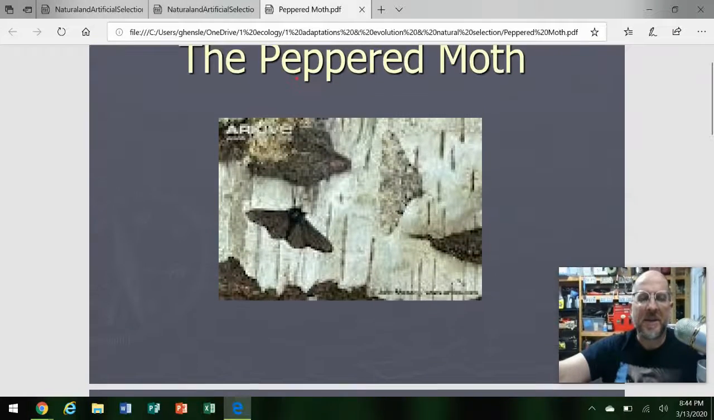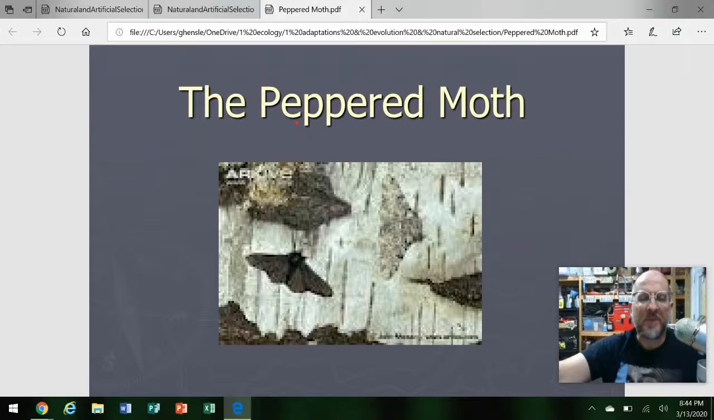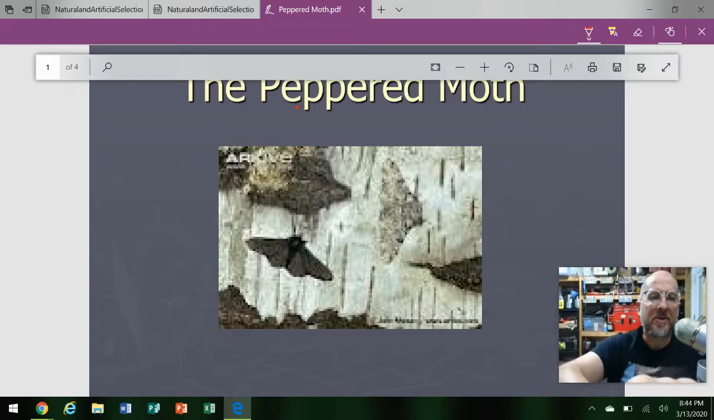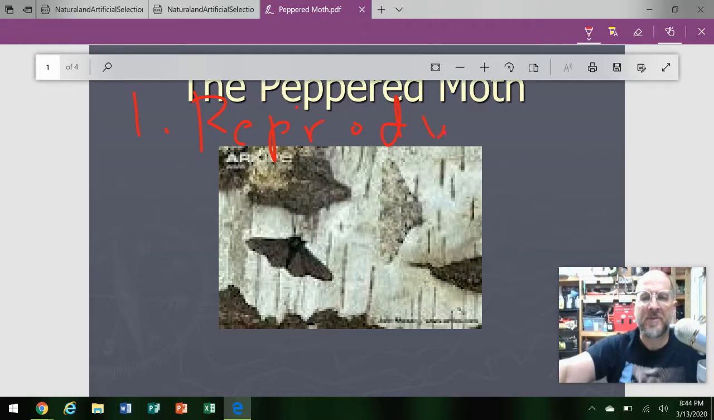In the 1800s, there was a moth called the peppered moth, and it came in two varieties, dark and light. You see by the picture here. And so, step one in natural selection is reproduction, meaning you have lots and lots of babies, more offspring than can survive.